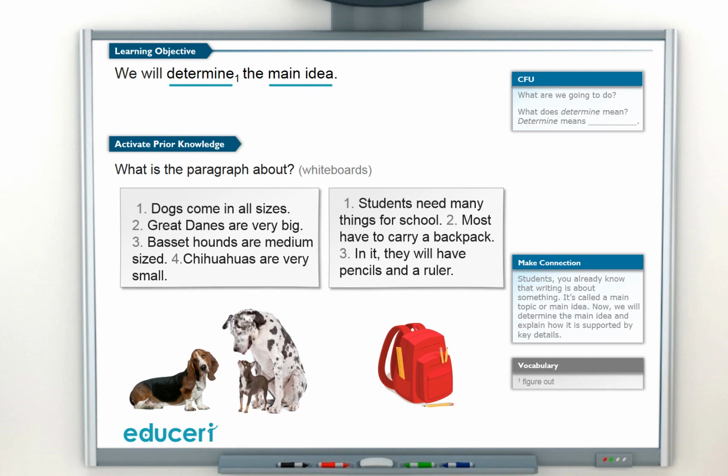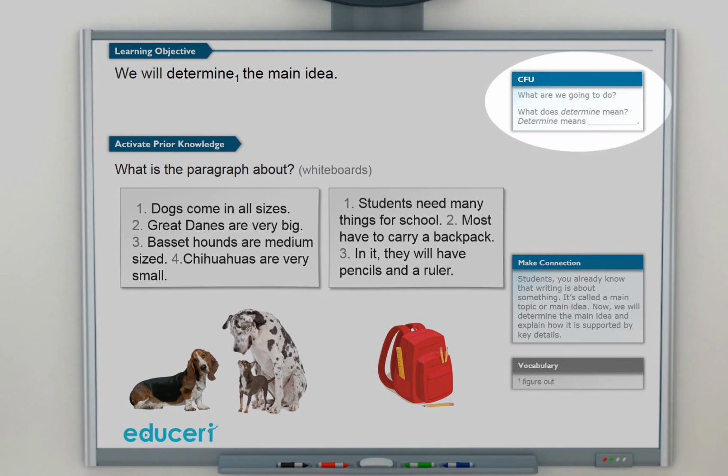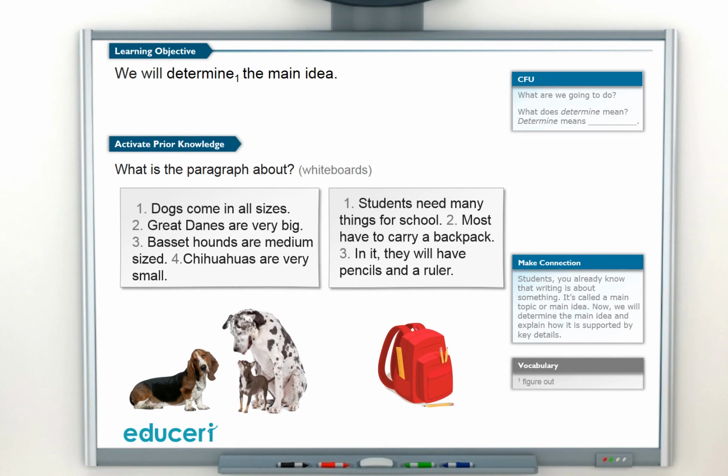Sometimes the learning objective has a word within it defined. The definition for the word is located in the vocabulary box on the lower right corner of the page. The Checking for Understanding, or CFU questions next to the learning objective are used to check if the students are able to read the new words and to ensure students understand the new vocabulary.